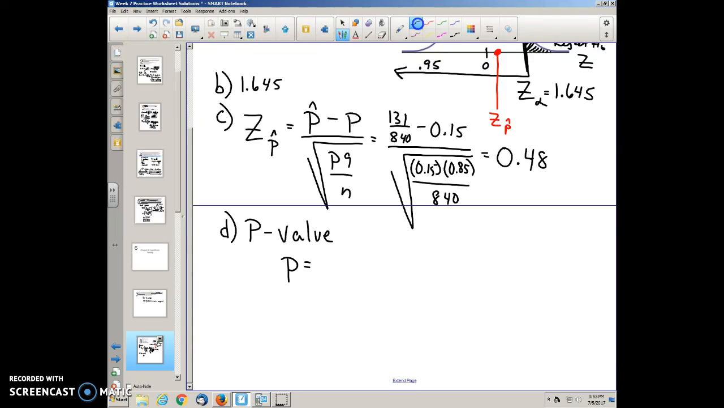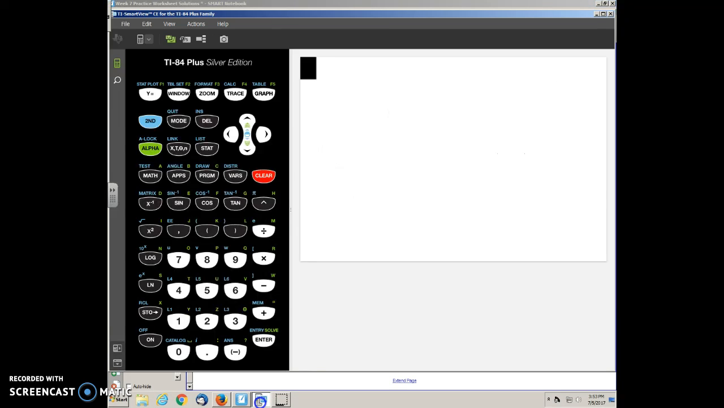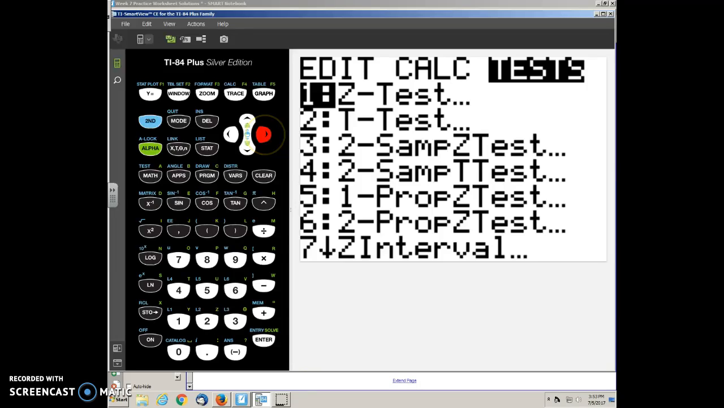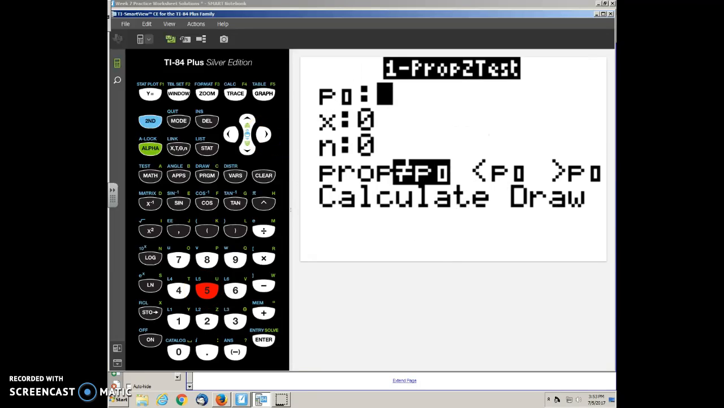You can run this test actually on your graphing calculator if you wanted to, and I'll show you that. So we can go to Stat, we can go over to Tests. We're going to do a 1 proportion z-test, so number 5. What we want is the null hypothesis p, so that's 0.15. And then we want x, n, and then we tell it whether it's right-tailed, left-tailed, or two-tailed.